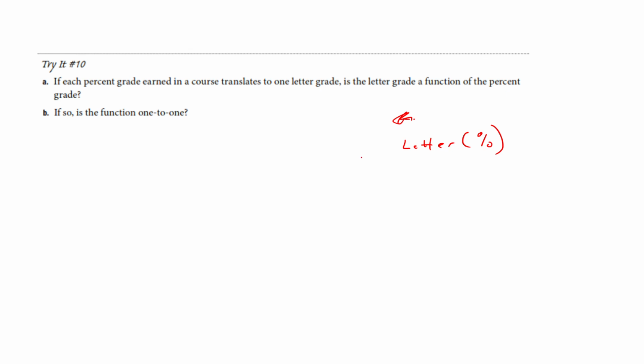Now the question is, is it a one-to-one function? So every percent that goes in, is there only one way to get the letter C? No, this is not a one-to-one function either. If I put in 70 or 72, those are both C minuses. So that's not a one-to-one function. It is a function, but it's not one-to-one.